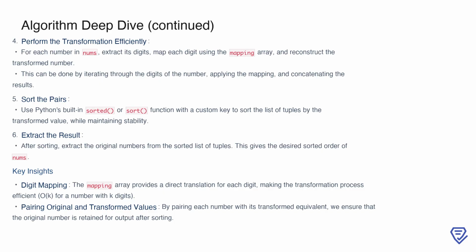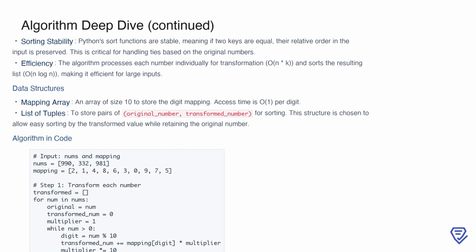Some key insights here include the efficiency of the digit mapping process, which works in O(k) time for a number with k digits, and the convenience of pairing the original and transformed values, which allows easy retrieval of the original numbers after sorting. Python's sorting functions are stable, which means if two keys are equal, the relative order from the input is preserved in the output. This property is crucial for handling ties, as the original numbers act as tiebreakers during sorting.